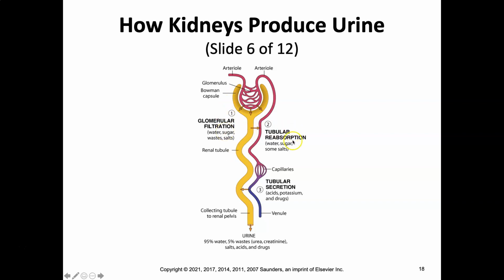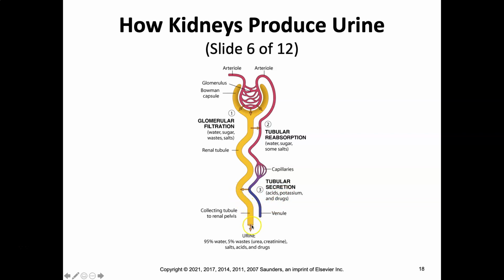Then there's reabsorption. The filtration is where you're pulling out water, sugars, waste, and salts. A little bit further along, you need to do some reabsorption, where you're pushing some things back into the bloodstream, because remember, you're talking about electrolytes and keeping those balanced. And then as you go along the renal tubule, you get to the secretion point where there are some things that need to go back into the urine.